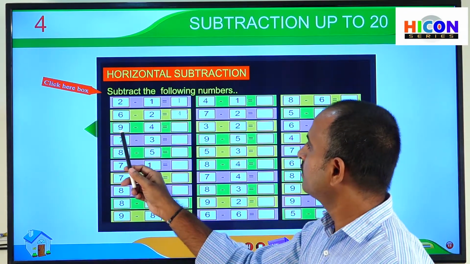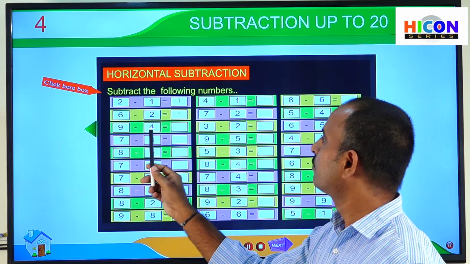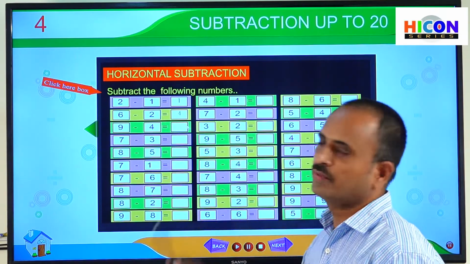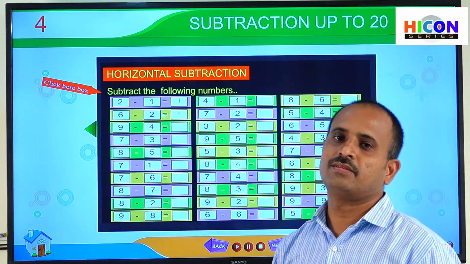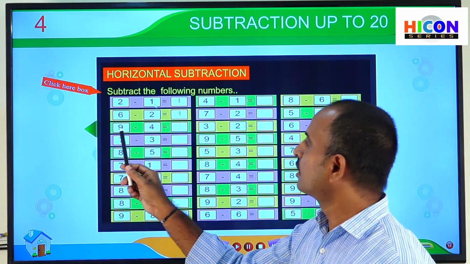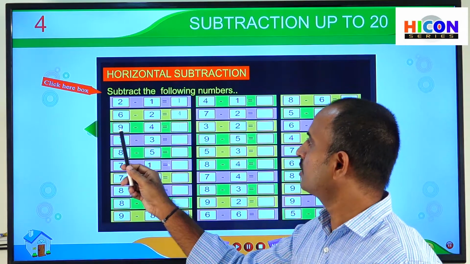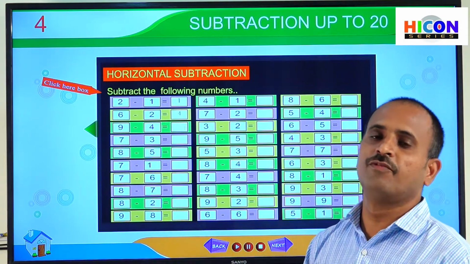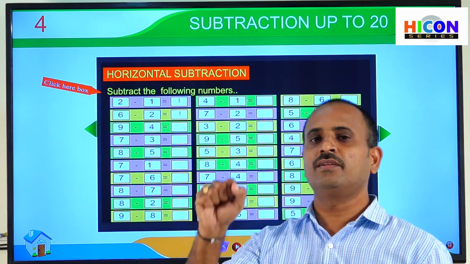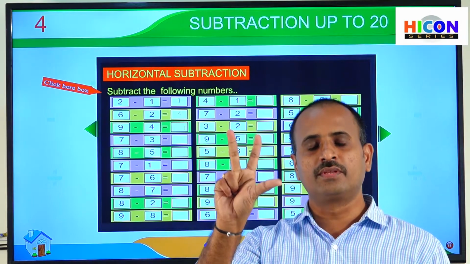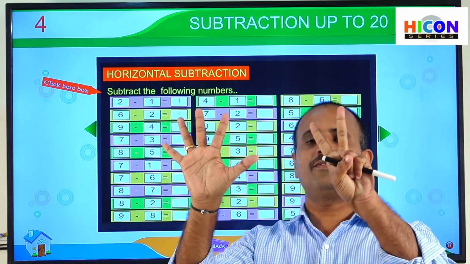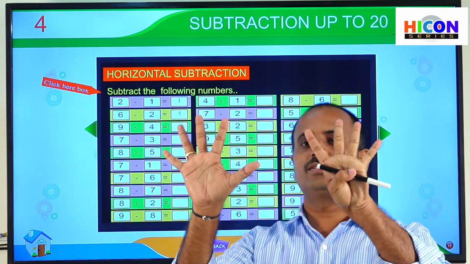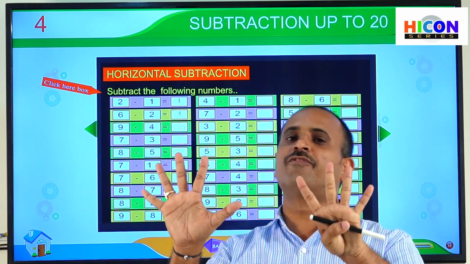So see the third one, 9 minus 4 becomes how much? This subtraction can be solved by using our fingers. So open the fingers equal to the first number. The first number is 9, so open 9 fingers of your hand. So children, 1, 2, 3, 4, 5 and 6, 7, 8, 9. These are 9 fingers.